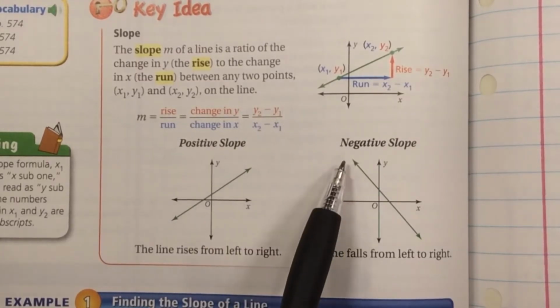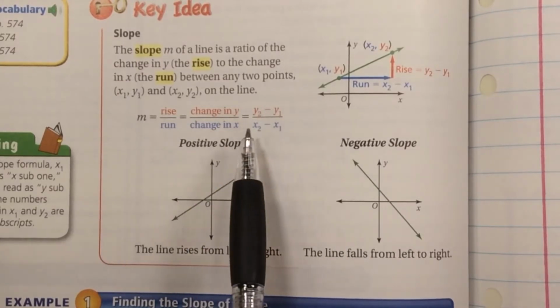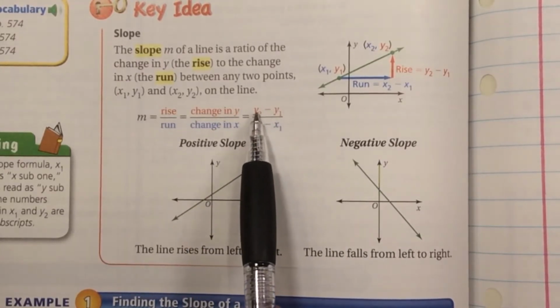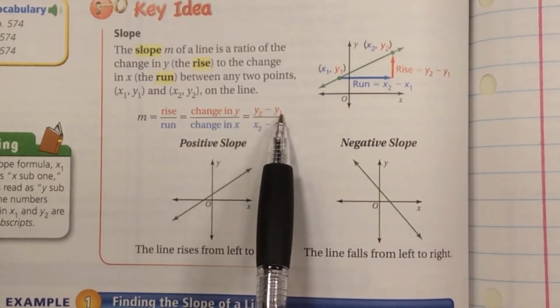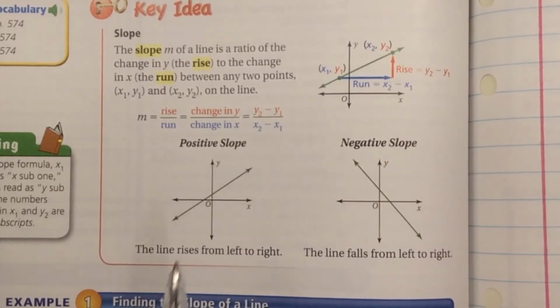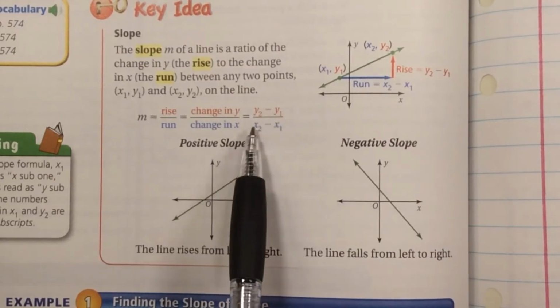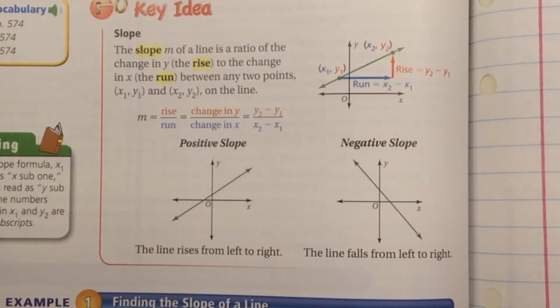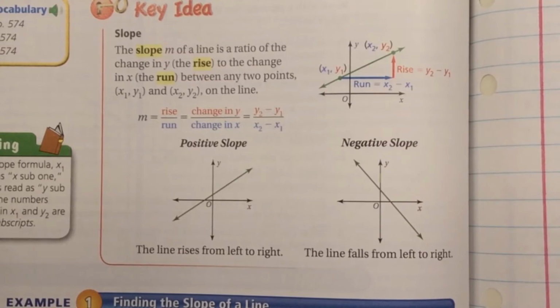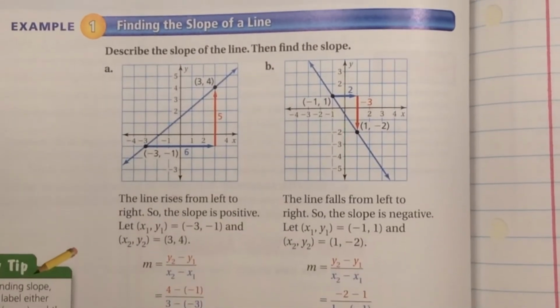Well, now we've got negative slope where it can come down. It's very important that we stay consistent here. So we'll see what that means. y2 minus y1, x2 minus x1. We can't just willy-nilly subtract one way and subtract the other way down here, or we can get some wrong answers. So let's look here.